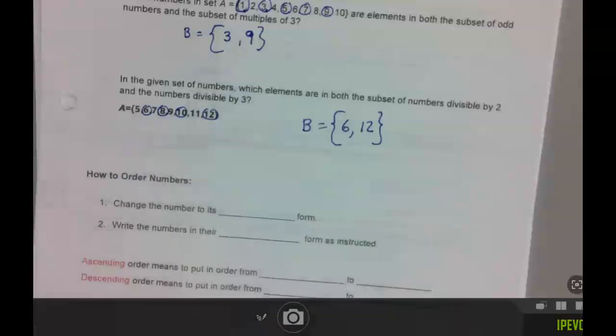Is this making sense? Doing okay? I'm going slow enough. You all right? Okay.